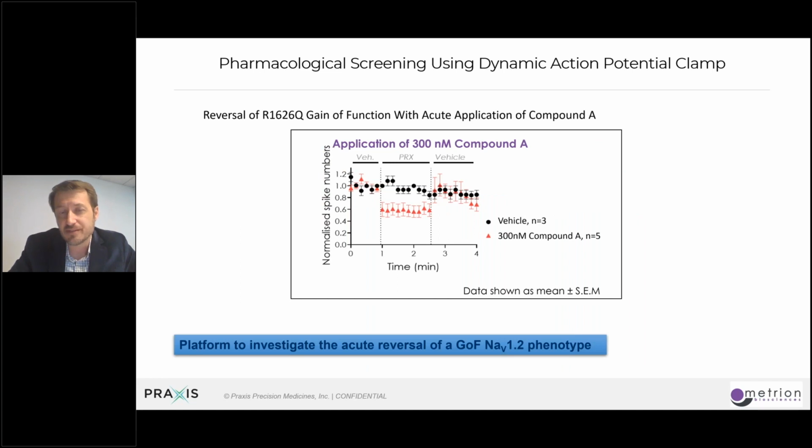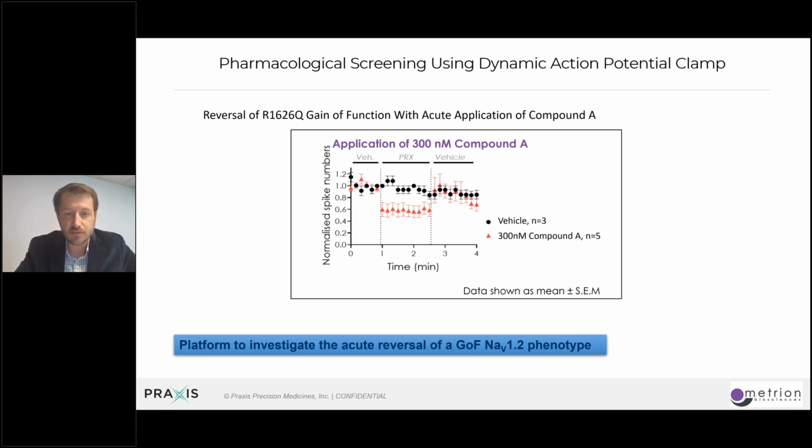This is just showing multiple cells. So quantitating vehicle in black, there are 3 cells, compound A in red, there are 5 cells. You can see over time, the vehicle is pretty stable. You get a certain number of action potentials from that model that's stable over time. If instead, in the middle here, you switch to the Praxis molecule, you do decrease the excitability, which is washable, it washes out. So for this particular molecule, we've got a rapid reversible interaction with the target.